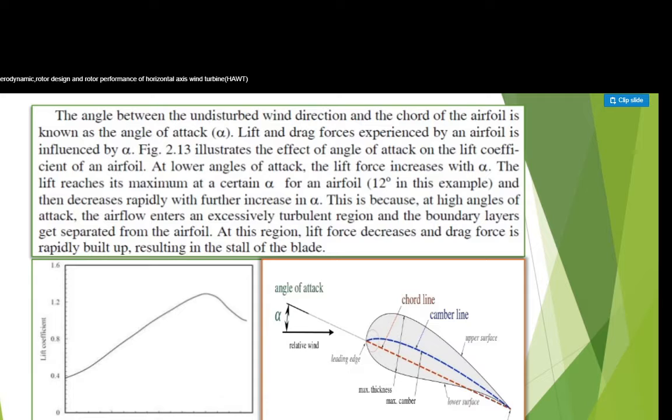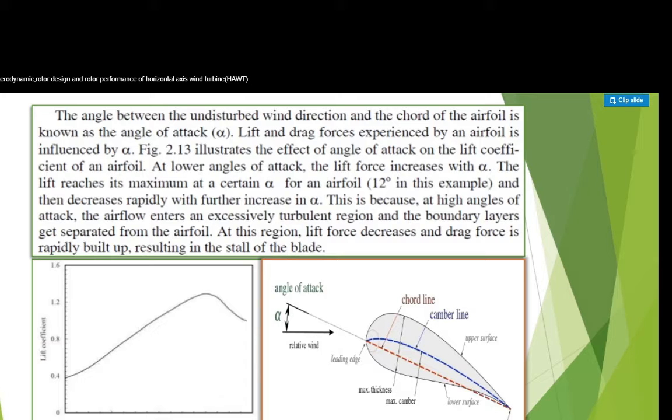At lower angle of attack, the lift force increases with alpha. The lift reaches its maximum at a certain alpha for an airfoil and then decreases rapidly with a further increase in alpha. This is because at high angles of attack, the airflow enters an excessively turbulent region and the boundary layers get separated from the airfoil. In this region, lift decreases and drag forces rapidly build up, resulting in the stall of the blade.